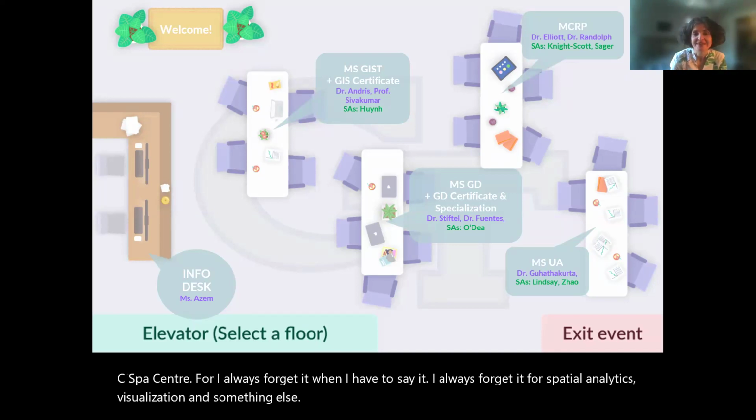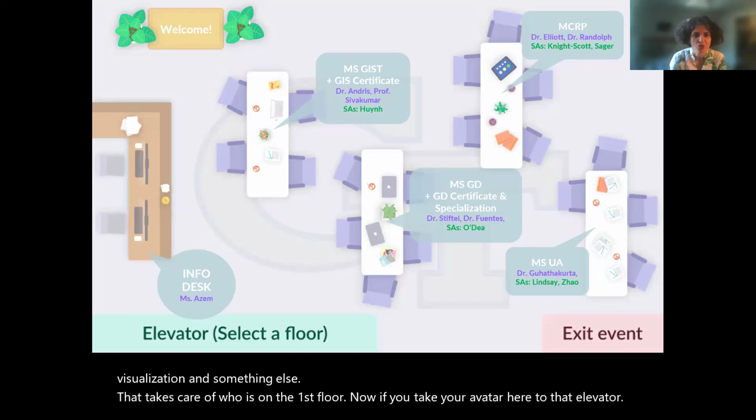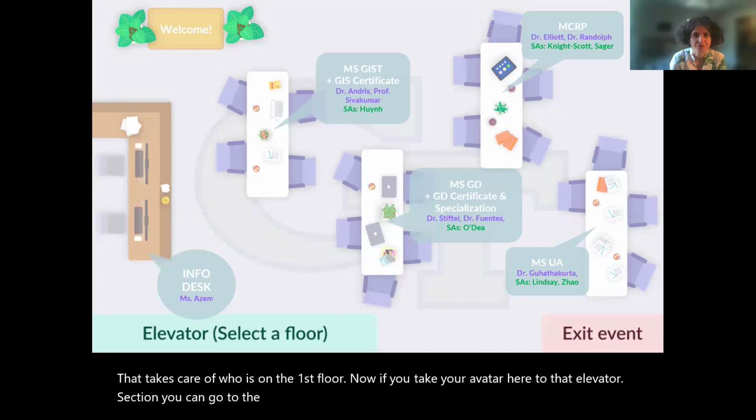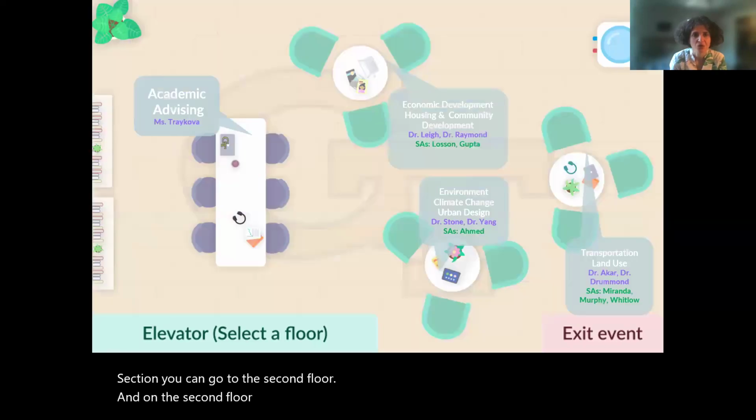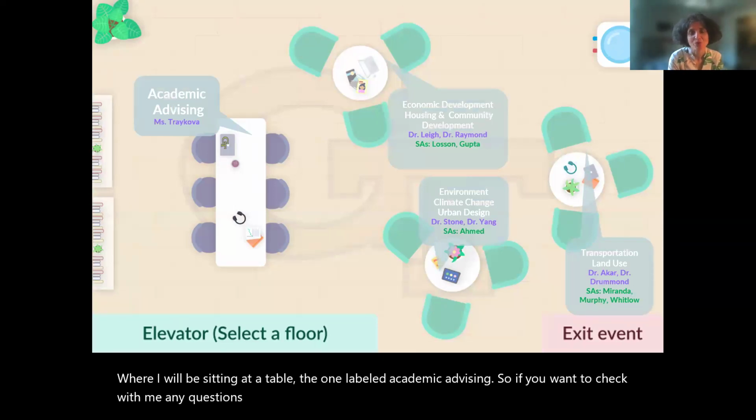So that takes care of who is on the first floor. Now, if you take your avatar here to that elevator section, you can go to the second floor. And on the second floor is where I will be sitting at a table, the one labeled academic advising. So, if you want to check with me, any questions, I will be there.